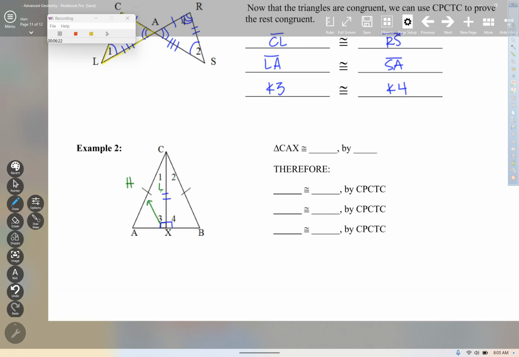Awesome. So triangle CAX, let's match it with triangle. So we started at top C, went out to A, and then into X. So I'm going to have to go CBX by hypotenuse leg.